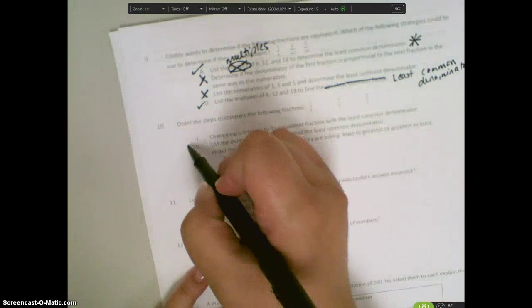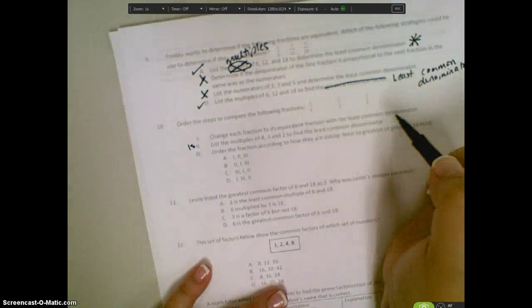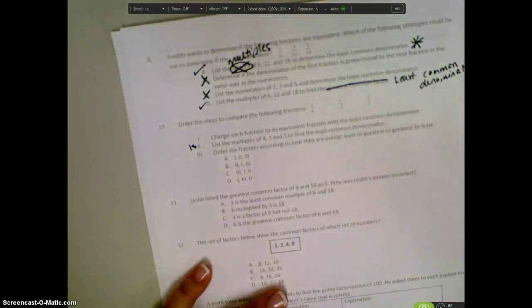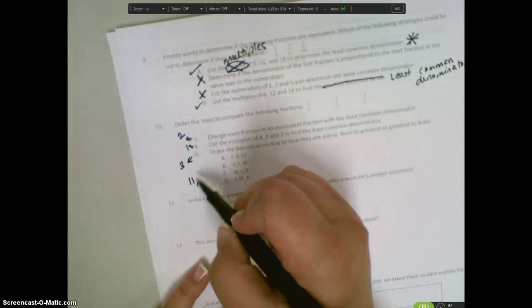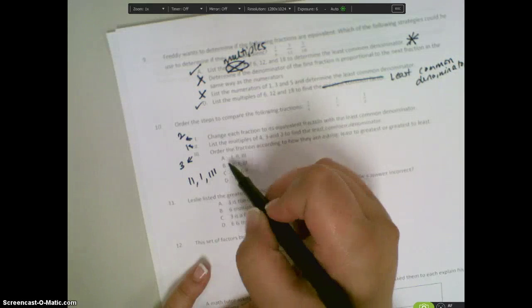Number 10, order the steps to compare the fractions. So the first thing we would need to do is list the multiples to find the least common denominator. That's going to be step 2, so that's going to be the first thing we'll do. Then when we change our denominator, we also want to change our numerator. So we would change each fraction to its equivalent, which would be step 2. And then step 3 would be to finally order them in the right order, either least to greatest or greatest to least, depending on what you're asked. So we're going to do step 2 first, then step 1, then step 3, which is answer choice B.